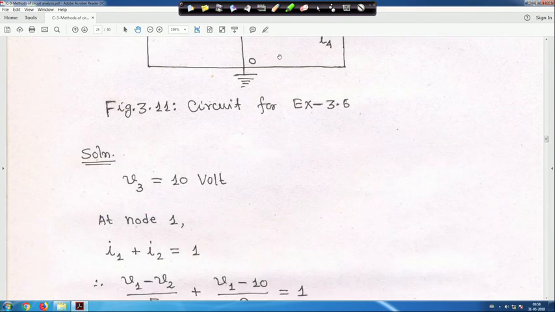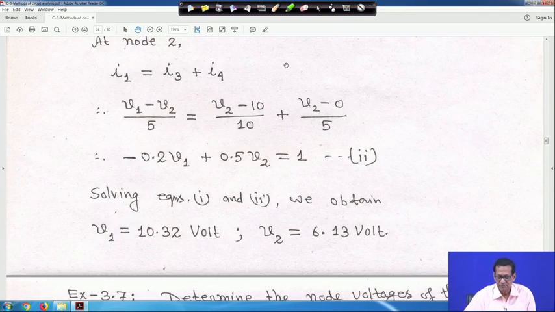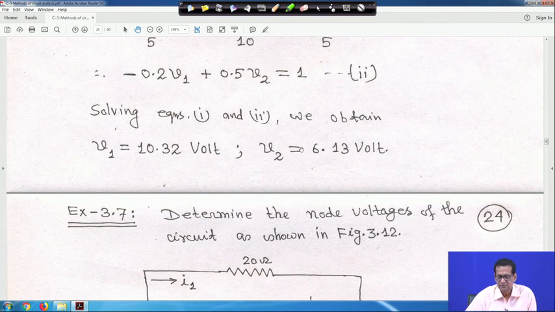So, if you make it, it will be minus 0.2 V1 plus 0.5 V2 is equal to 1. So, solving equations 1 and 2, you will get V1 is equal to 10.32 volt and V2 is equal to 6.13 volt.